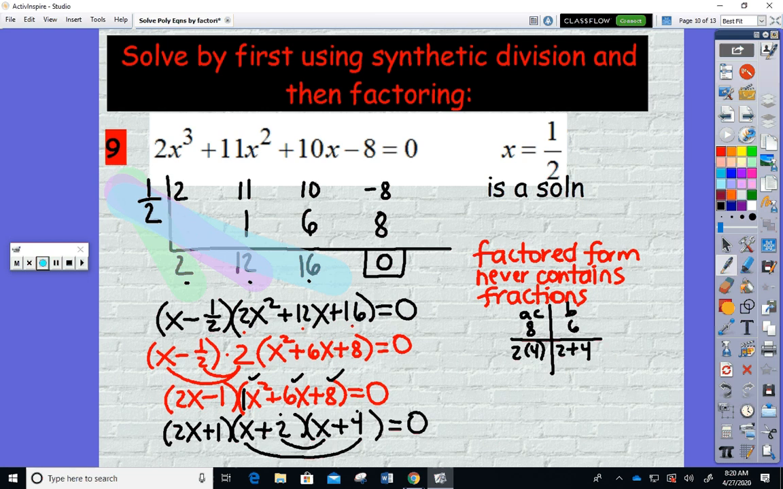Now, remember, I knew I was supposed to have 3 answers because the degree of the original problem was 3. And my 3 answers are, I'm going to move them over here since I've not got very much room over there. Since 2x minus 1 is a factor, x equals 1/2 is my answer. Since x plus 2 is a factor, x equals negative 2 is my answer. Since x plus 4 is a factor, x equals negative 4 is my answer.